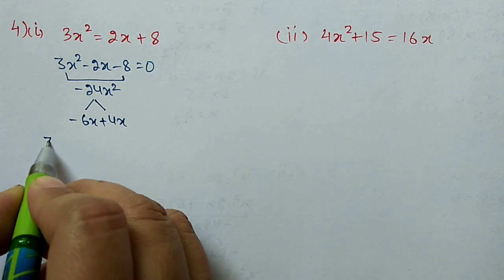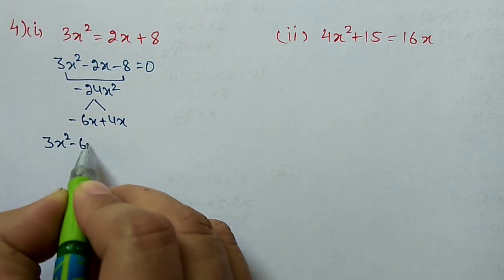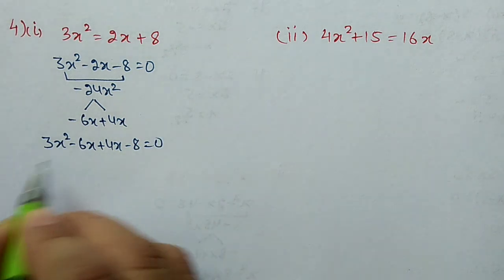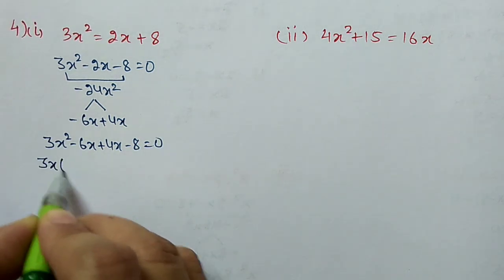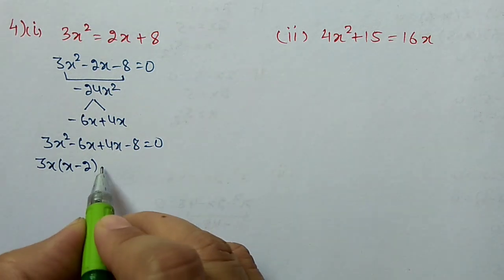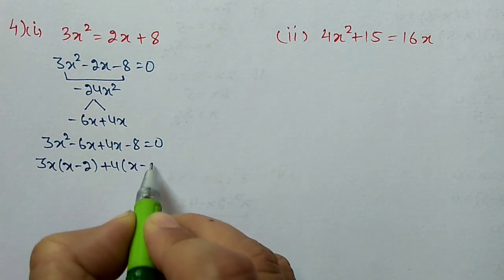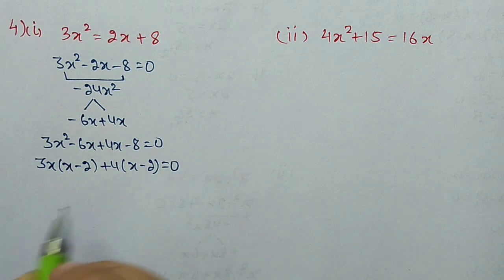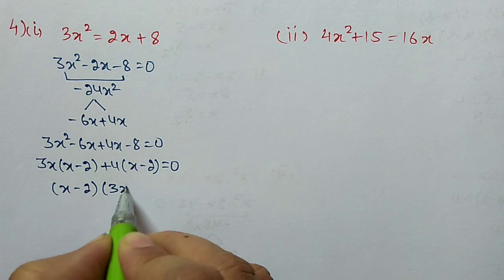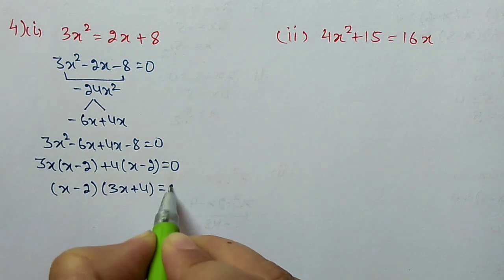Replace with middle term. 3x square minus 6x plus 4x minus 8 equal to 0. From the first two, 3x we can take out common. x minus 2 will be inside the bracket. From the last two, 4 we can take out common. x minus 2 will be inside the bracket. So we have x minus 2 first bracket and 3x plus 4 second bracket.